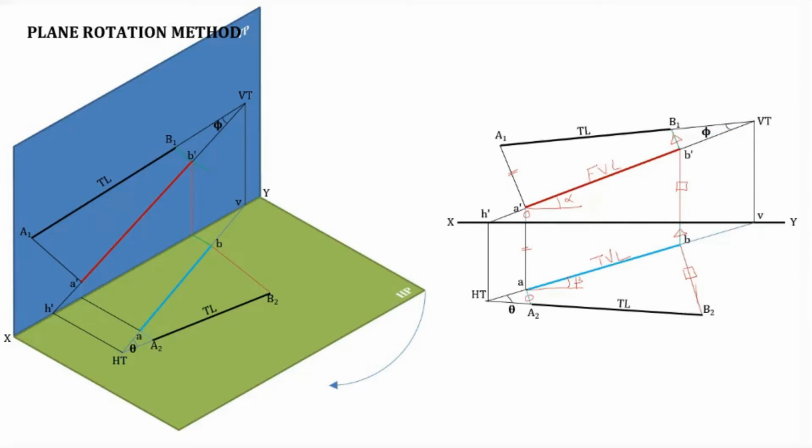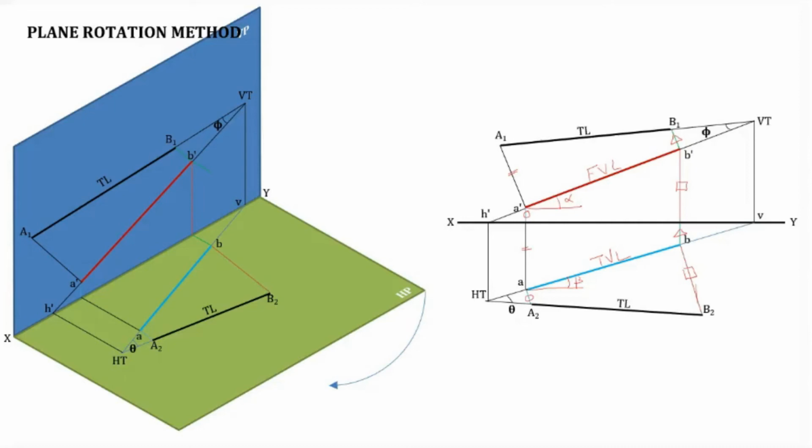So this is how the plane rotation method is drawn. Compared to the other figure, this is a simpler one. The only difficulty is that when the true inclinations and the true length are completely given, it is very difficult for us to draw using this particular plane rotation method.